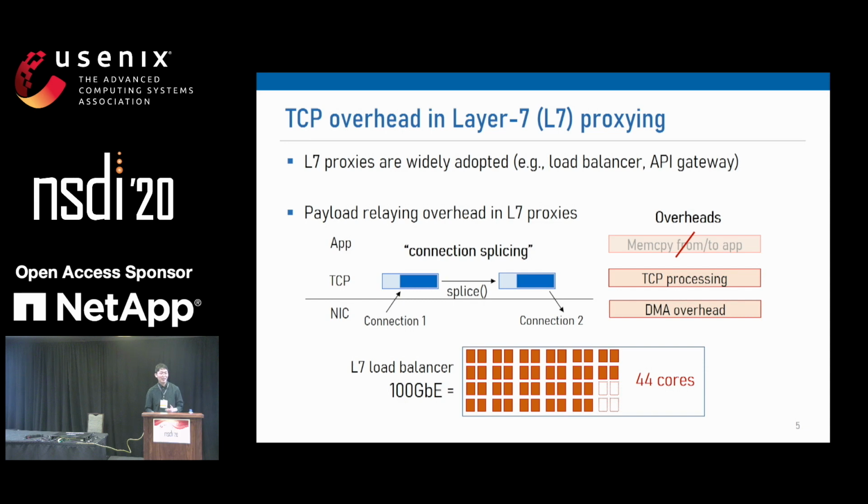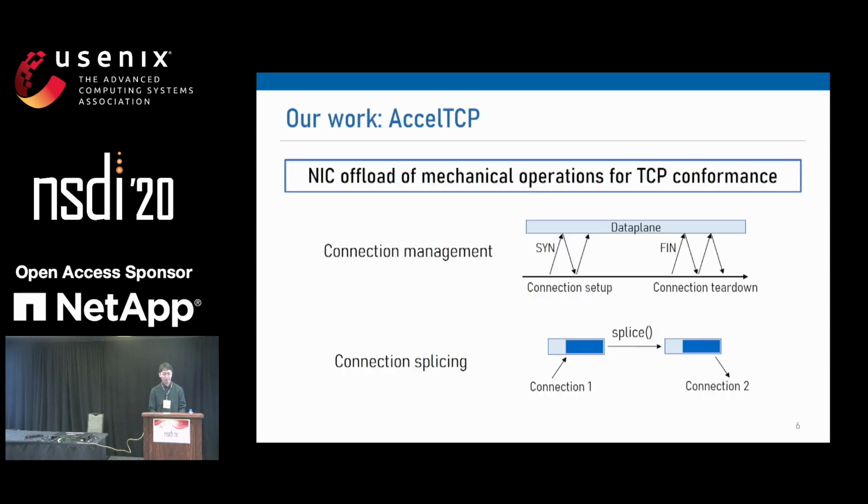As a workaround, many existing network systems support a feature called connection splicing, which can be used to move the payload without any application involvement. However, even with this, there will still be DMA overhead as well as TCP overhead to reassemble the payload. So still we need lots of CPU cores to handle them.